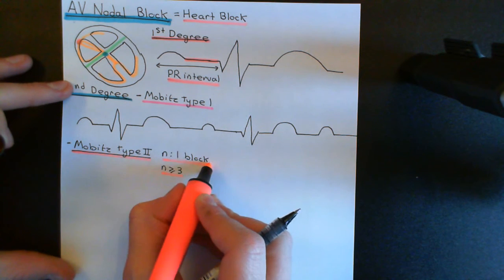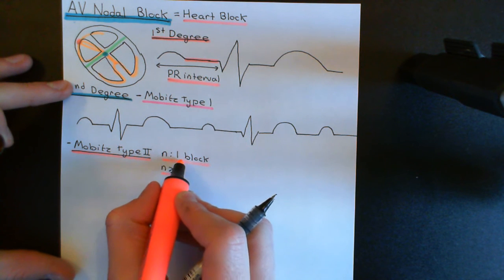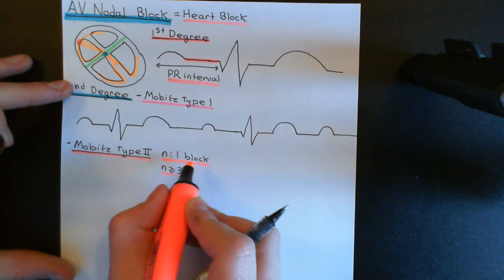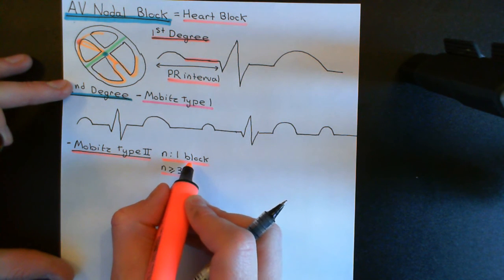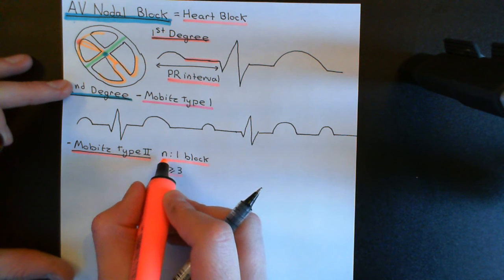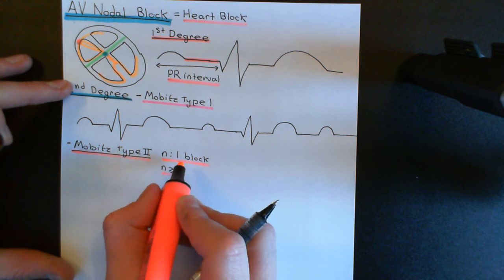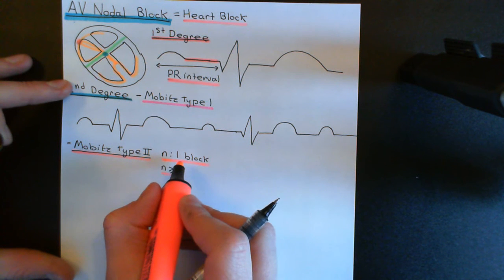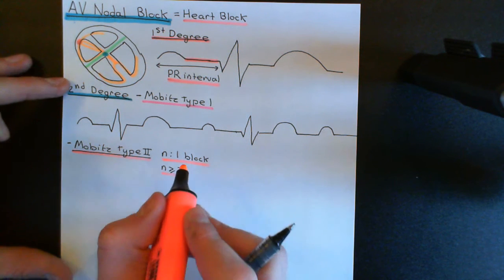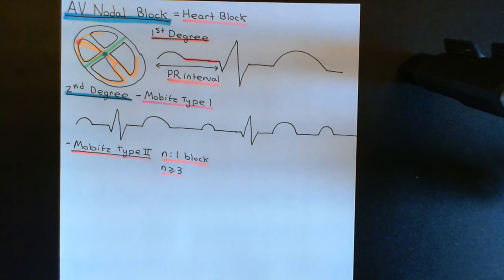If it's 3 to 1 block, then every third beat of the heart, every third electrical signal that comes down, will be blocked by the AV node and won't be conducted to the ventricles. If it's 4 to 1 block, then every fourth beat won't be conducted down to the ventricles. If it's 5 to 1 block, then every 1 in 5 electrical signals won't be conducted down to the ventricles, etc. More generally, we have N here.